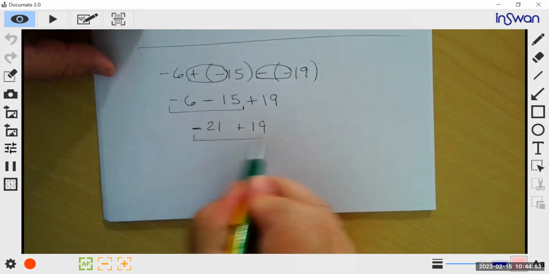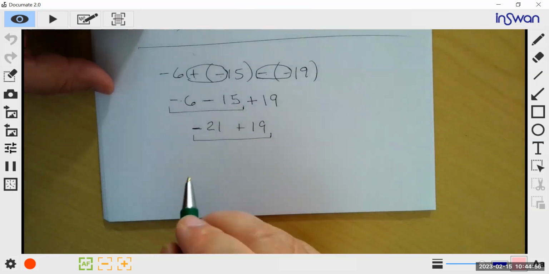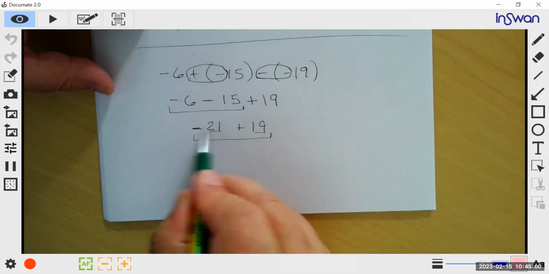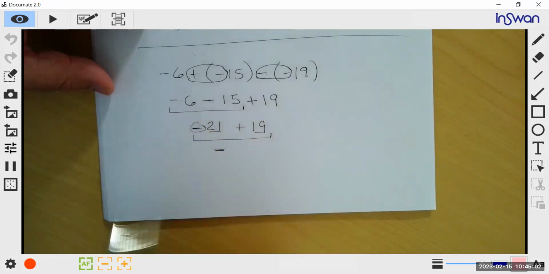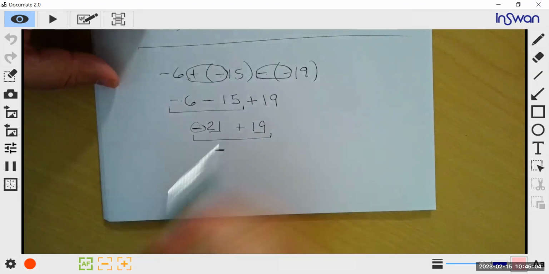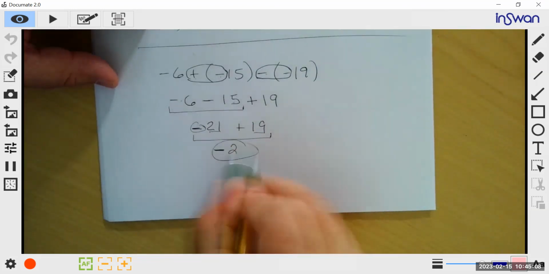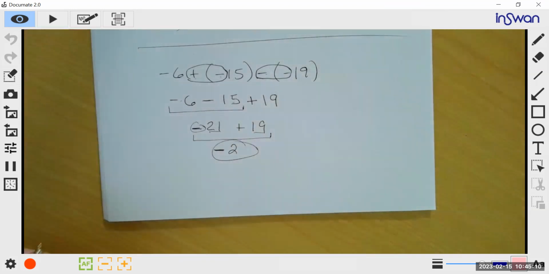Now we do this. Positive or negative? 21 is bigger than 19. 21 is negative, so the answer is negative. Subtract the numbers. 21 minus 19, 2. So that's your final answer.